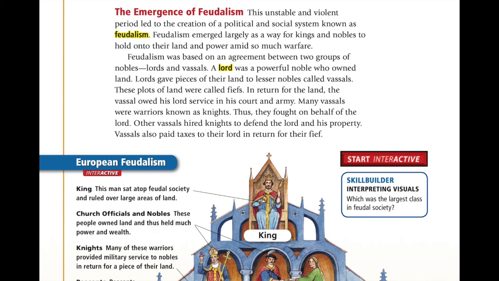In return for the land, the vassal owed his lord service in his court and army. Many vassals were warriors known as knights. Thus, they fought on behalf of the lord. Other vassals hired knights to defend the lord and his property. Vassals also paid taxes to their lord in return for their fief.